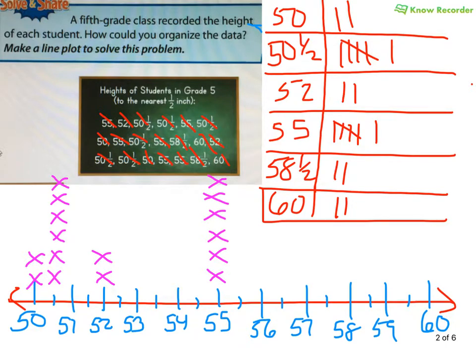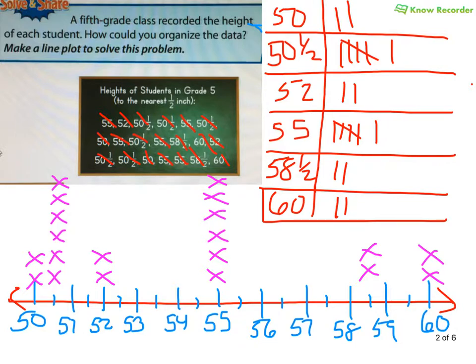Here we go. 58 and a half has 2. 1, 2. And, whoops, Mr. Oldenburg. Look at that. Good thing we have erasers. 58 and a half. Make sure you check your work. You can always make mistakes, but always make sure you're checking. And then 60 has 2. And there we go. We did it. It's done. It's over. It's beautiful.